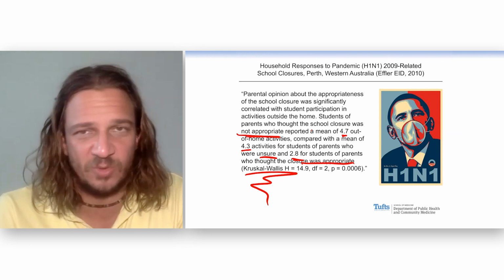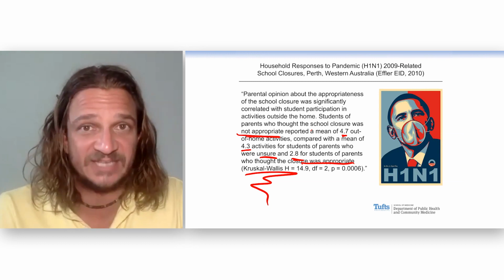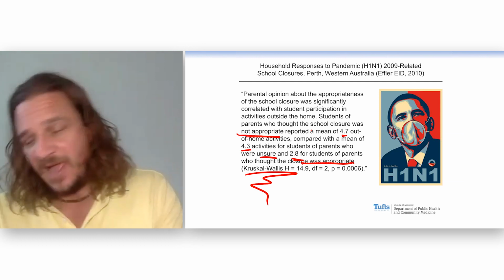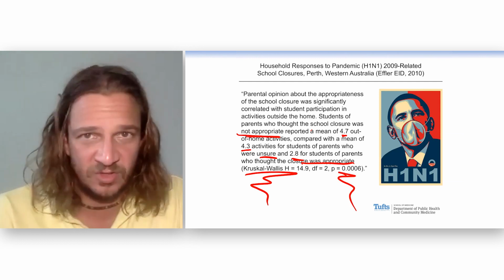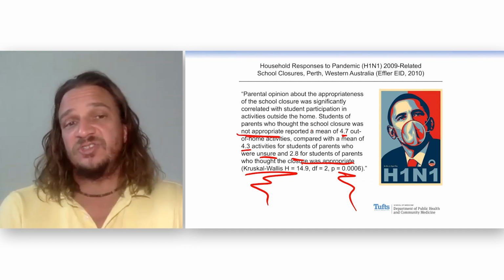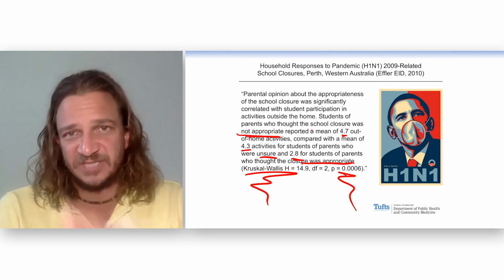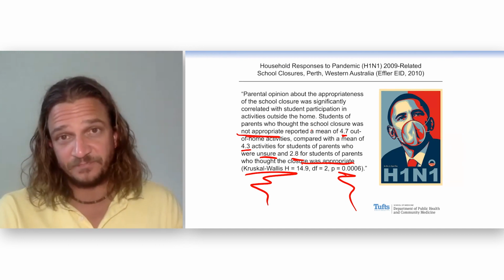The mean doesn't make sense, so we can try to do a non-parametric test. They're trying to compare these three groups, so it has to be something that looks like ANOVA. And they get this nice p-value, and you can go anywhere in the world and say, I ran a Kruskal-Wallace test. You can even go to Australia. I ran a Kruskal-Wallace test, and there is a significant difference in the number of out-of-home activities between these three groups.